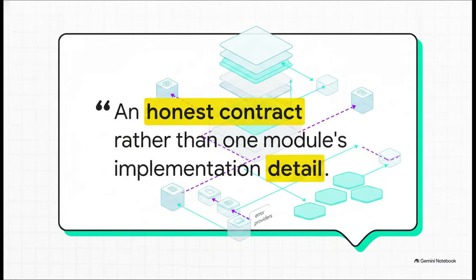I really love this quote from Mumba because it perfectly summarizes the philosophy here. By introducing that provider seam, the system stopped hard-coding checks for specific tools. Explicitly separating these runtime responsibilities creates a much more predictable software architecture. It's an honest contract that any error provider can hook into seamlessly.